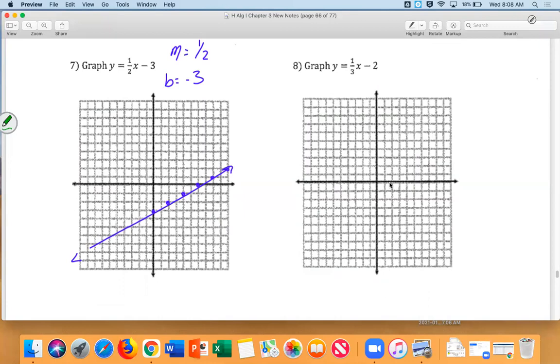For number 8, my slope is 1/3, and my starting point is -2, so I'm going to go to -2, put a point. I'm going to go up 1 to the right 3, up 1 to the right 3, up 1 to the right 3. There we go. Connect my dots. And we have a graph.